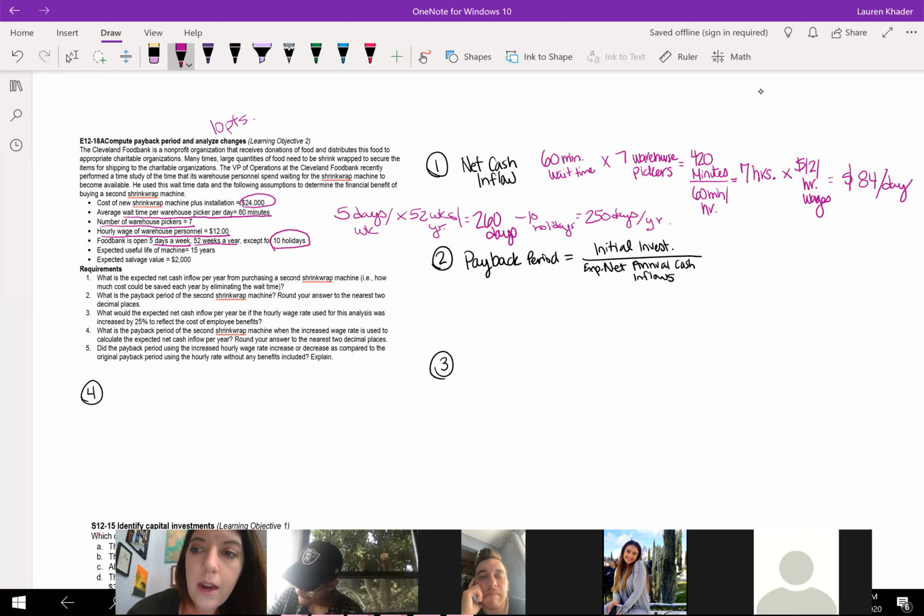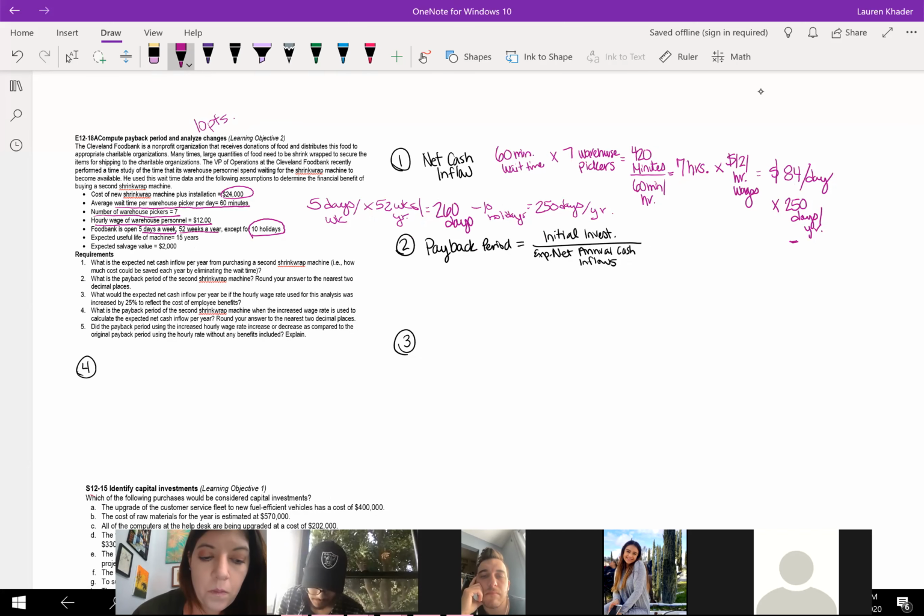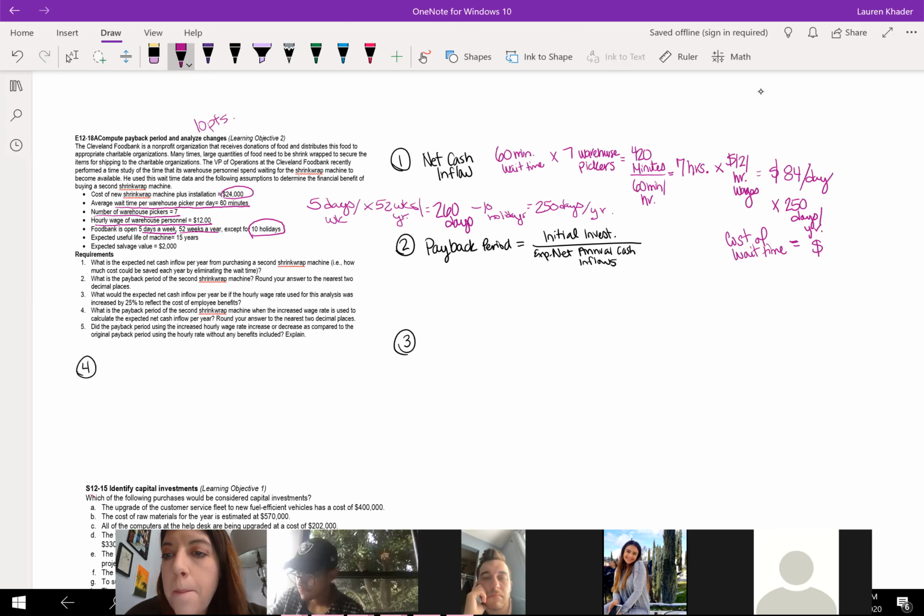And we're going to multiply the $84 per day times 250 days per year to get that cost. So the cost for the wait time is the $84 per day times 250 days per year. And how much is it? 21,000. Correct.